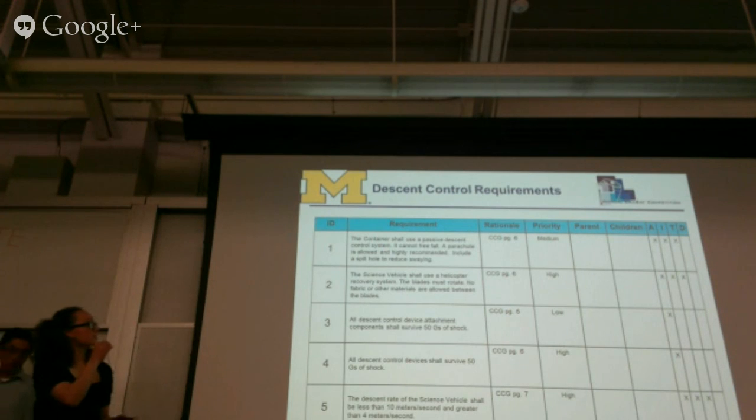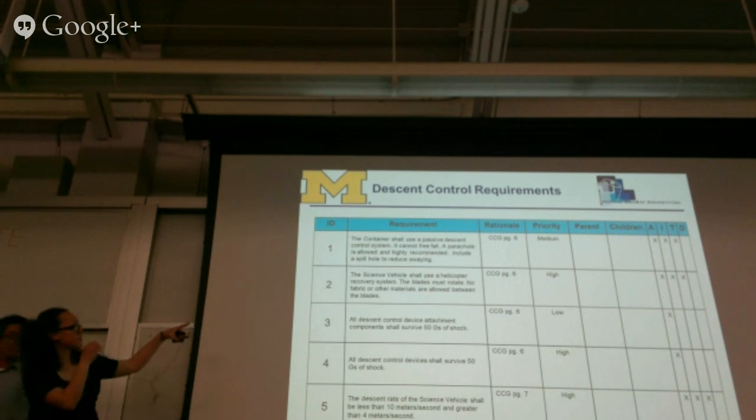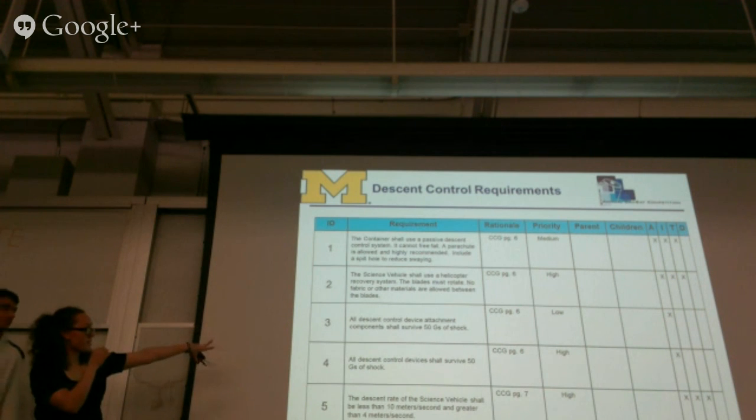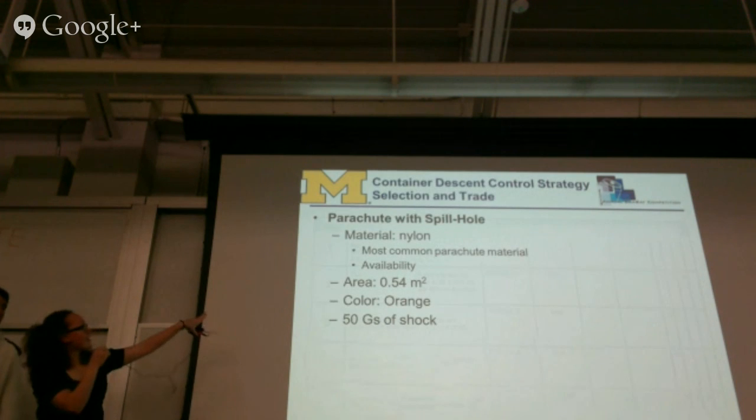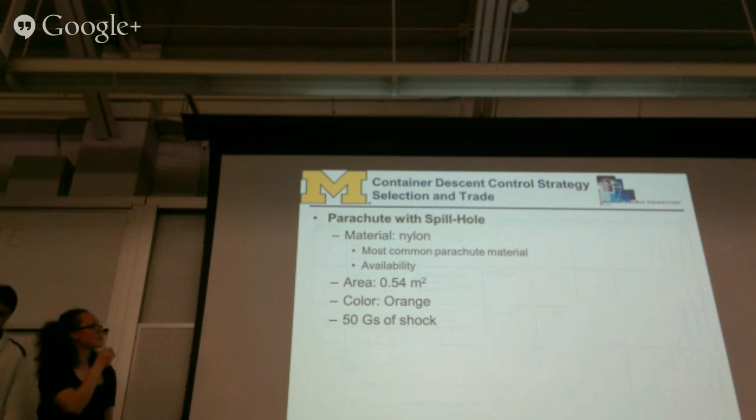Okay, so for the descent control requirements, the first two are basically the parachute and the autogyro. But the ones that are going to be more important coming soon with our prototypes and testing are that the descent control, autogyro, and the parachute need to withstand 50 pounds of shock. For the parachute, we chose nylon for the material since it's available, it's in the lab. That's why we also chose the color white. For the area of the parachute, we calculated it to be approximately 100 meters squared.